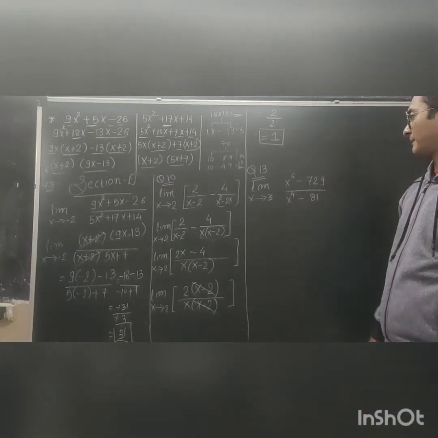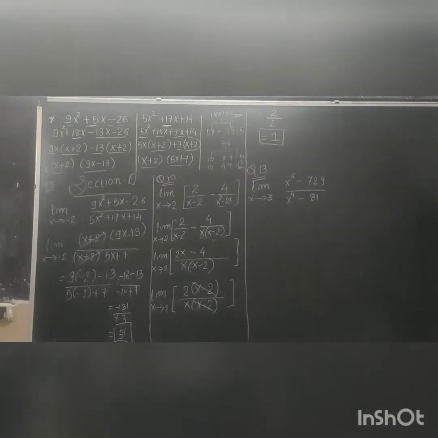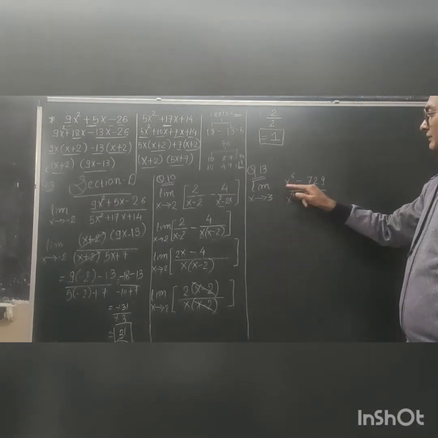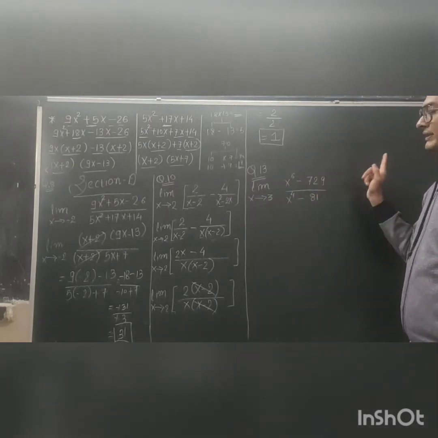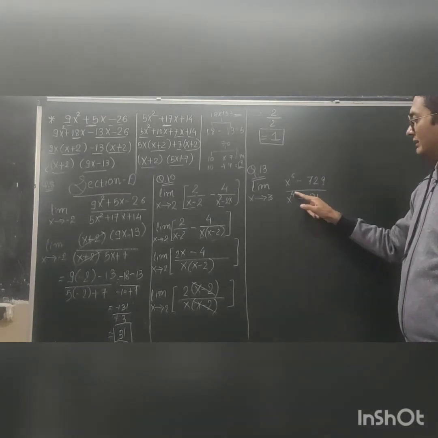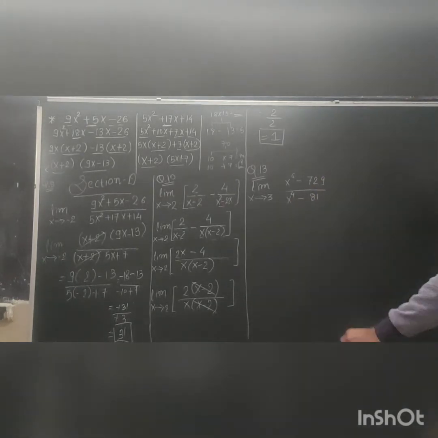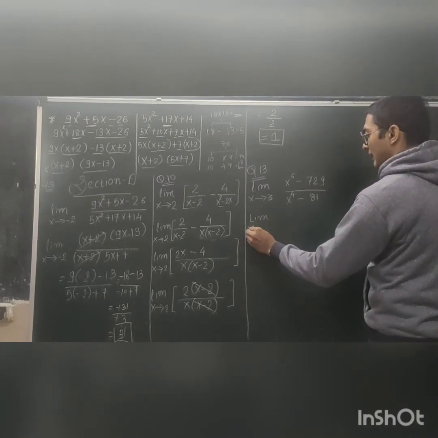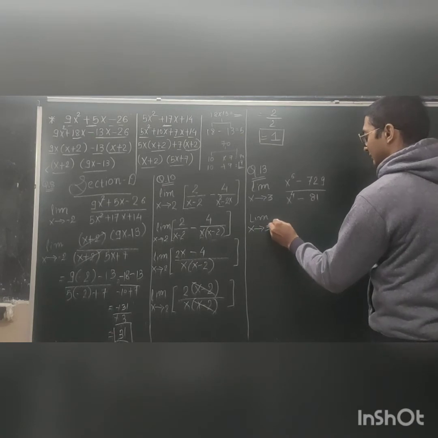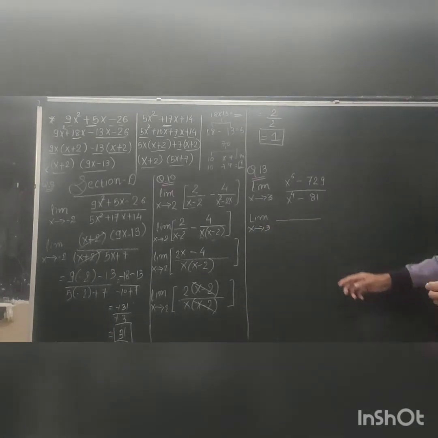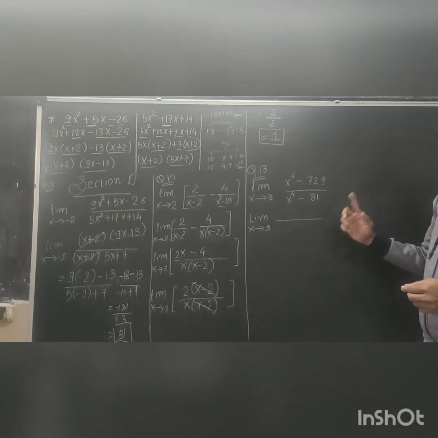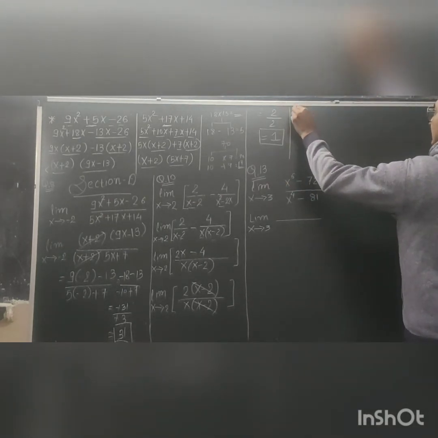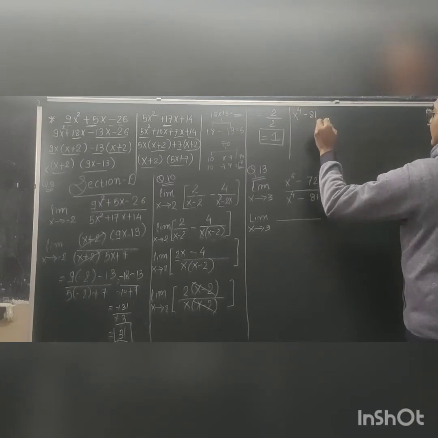Now the third one, question number 13 from your textbook: limit x tends to 3, x raised to 6 minus 729, in denominator, x raised to 4 minus 81. So first of all, we want to understand the factorization of x raised to 4 minus 81.